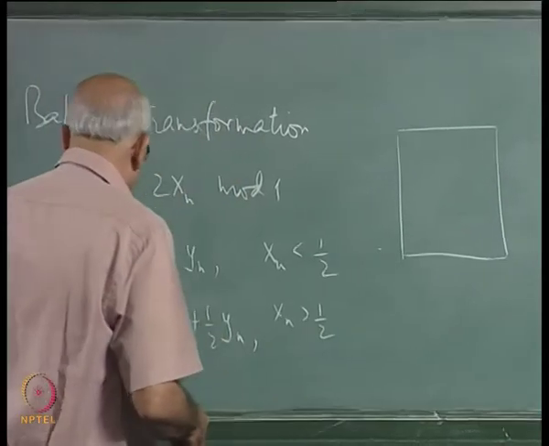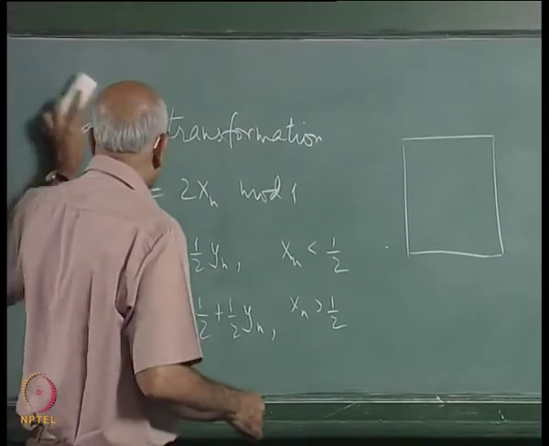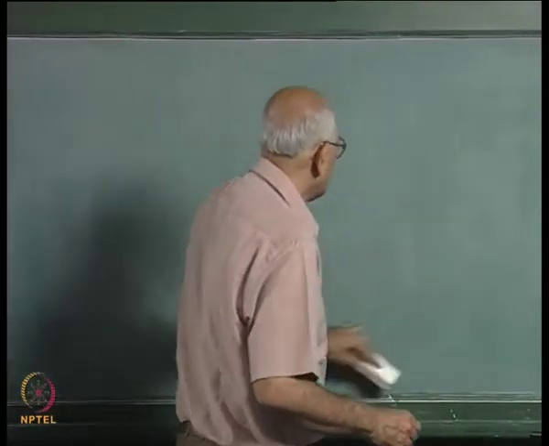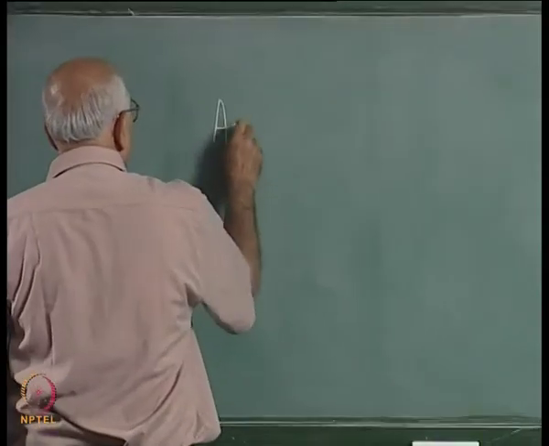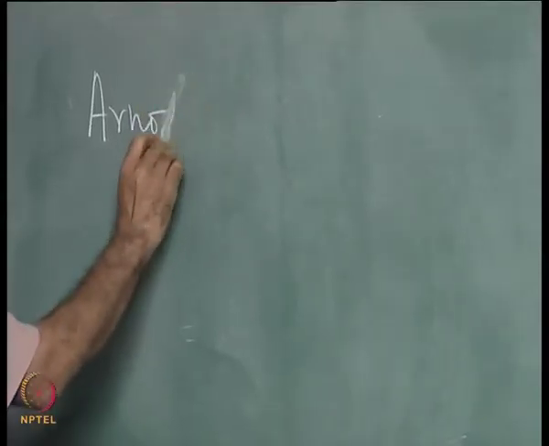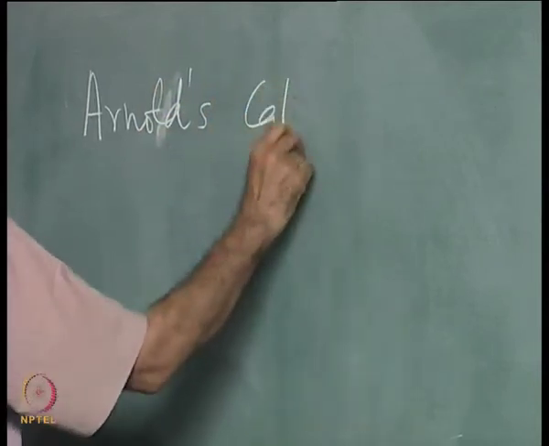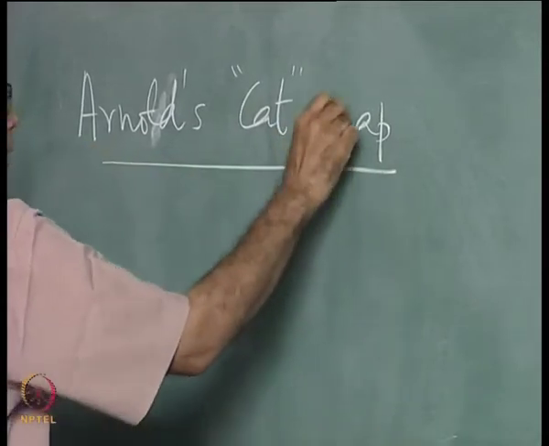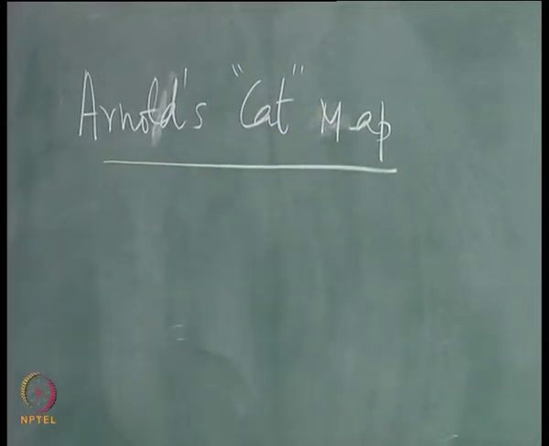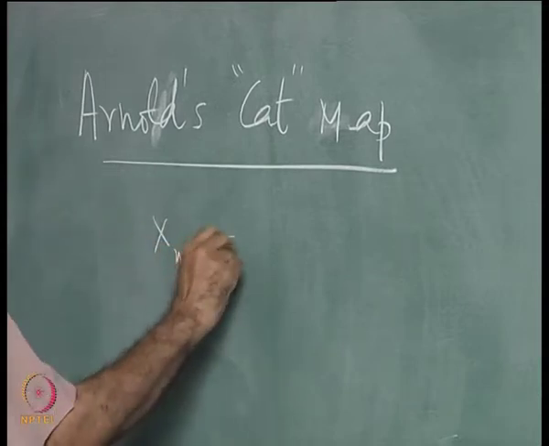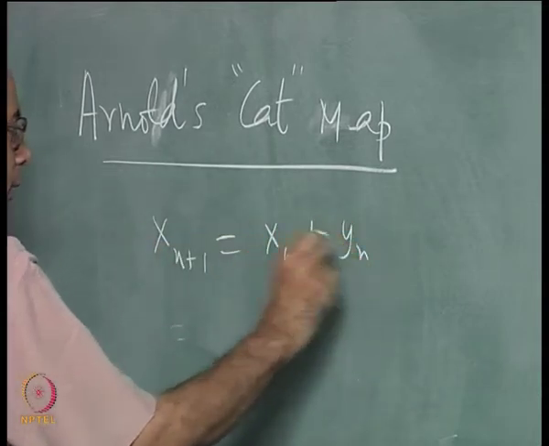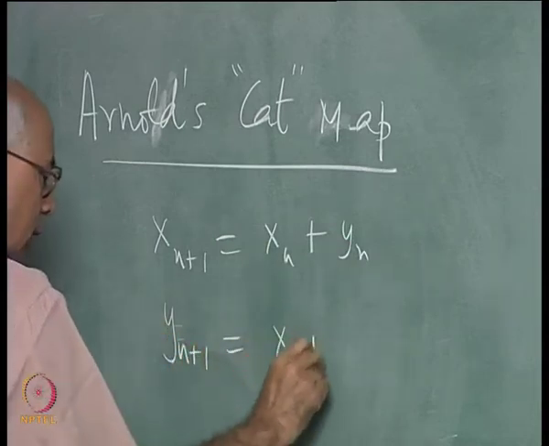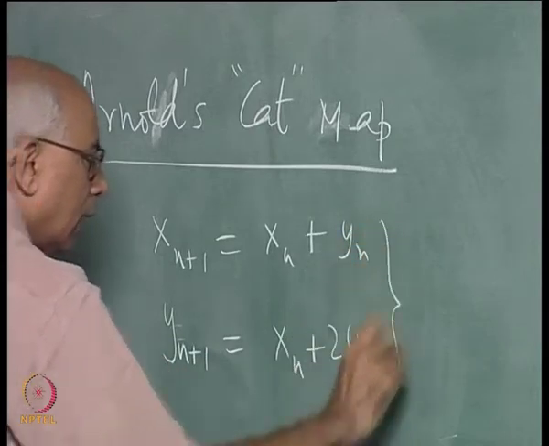Okay. Now the other famous map which does that is called the Arnold Cat map, and it's got a fancy name, a more rigorous name. But let me just call it Arnold's cat map. And the map is as follows. It says Xn plus 1 is equal to Xn plus Yn, and Yn plus 1 equal to Xn plus twice Yn, and both are modulo 1.